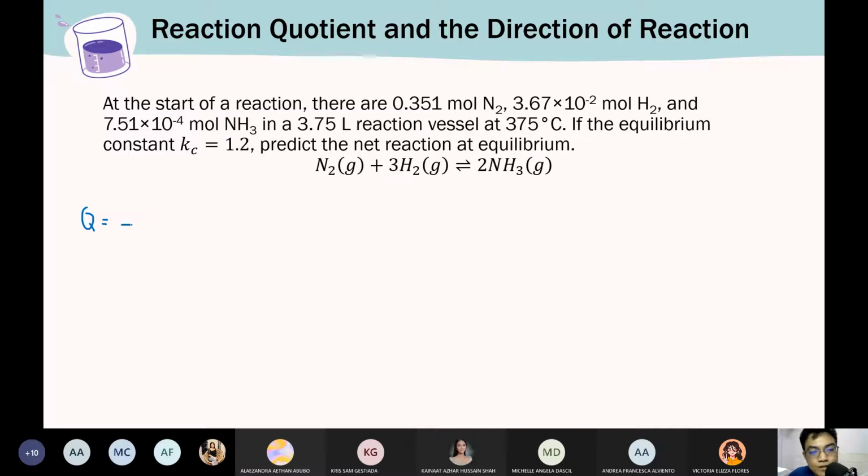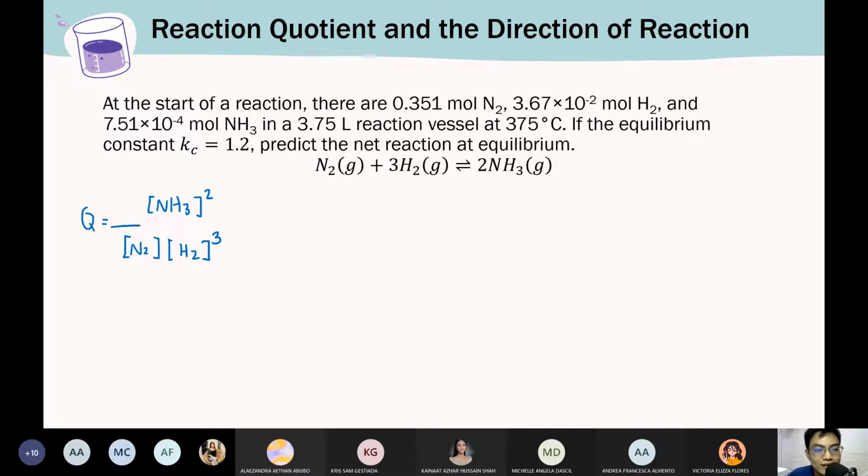Okay? So let's write the Q for the equation, and I hope na nakapag-practice na. So let's try this. In the product side, in the numerator, you have your ammonia squared, and in your denominator, you have your nitrogen gas and your hydrogen gas cubed. Alam naman kung paano nangyari yan, na? So, dapat lang alam na yan.